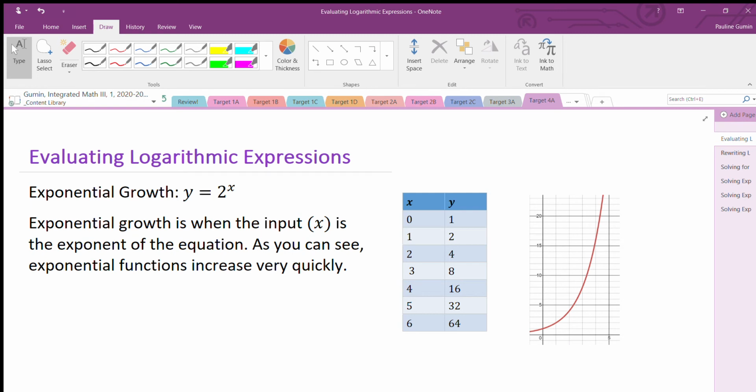Hello and welcome to a little video about evaluating logarithmic expressions. Now before we begin talking about logarithms, we need to find out where they come from.